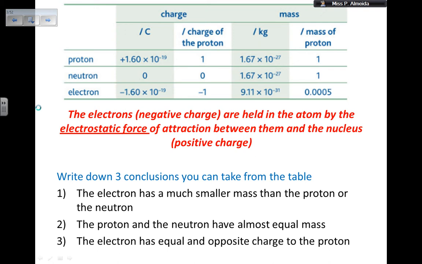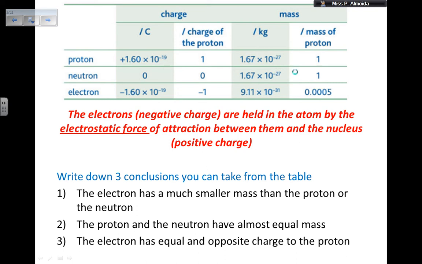Number one is the electron has a much smaller mass than the proton or the neutron. So if you go here on the mass in kilograms, you can see the electron has a mass on the order of 10 to the power of minus 31, while the proton and the neutron basically have 10 to the power of minus 27. The proton and the neutron have almost equal mass, so just on this table we can consider them to be the same.